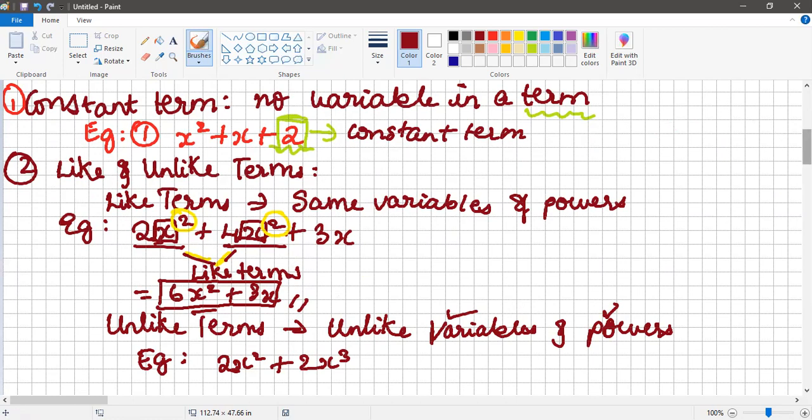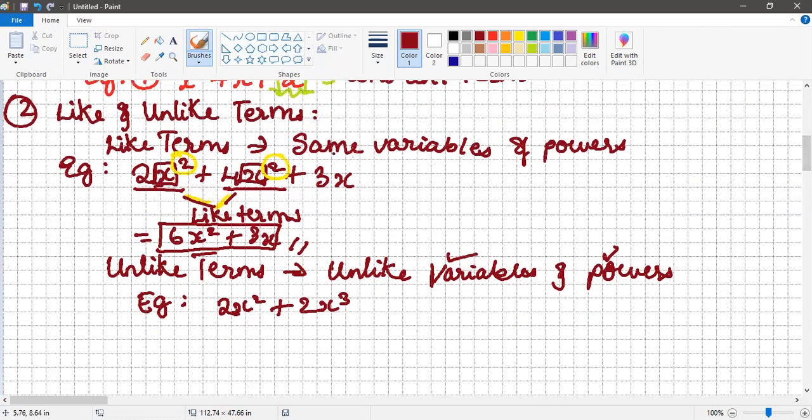I hope I'm not confusing you. In simple words, if terms have the same variables and same powers, we say they are like. But if there are unlike variables and unlike powers, then we can say that it is an unlike term. So a very good example is this one. I hope it is clear to you.